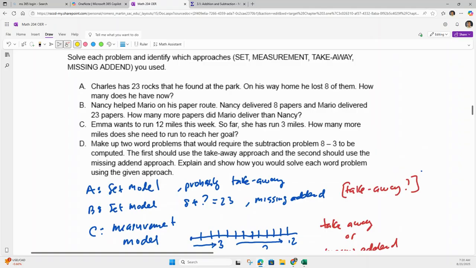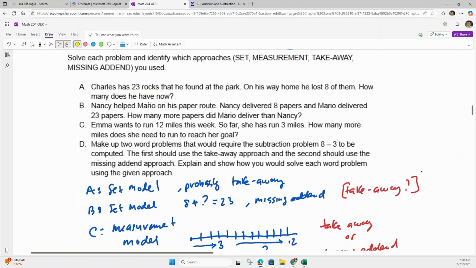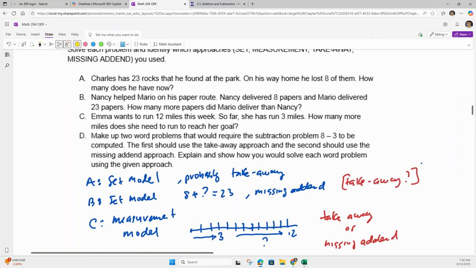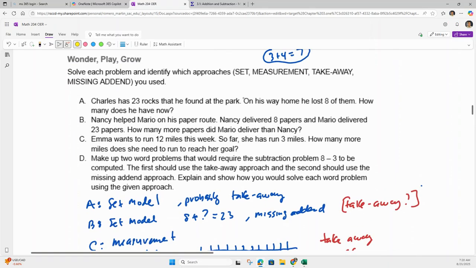And so you have these different situations, and we've identified the set model, measurement model, takeaway, missing add-in. And again, think about it. Some of the questions, how you word them, are more obvious towards that type of model, but the models are about how the children are thinking about solving the problem. Right? We're not forcing it on them. We just want them to, we have to identify how they're thinking.